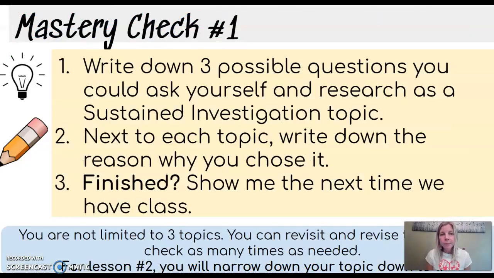Now, finally, for mastery check number 1, the first thing I want you to do is research. Think about ideas that you'd like to explore. Write down 3 possible questions you could ask yourself and research as a sustained investigation topic in your sketchbook. Then next to each topic, write down the reason why you chose that topic. When you're finished, show me the next time we have class.